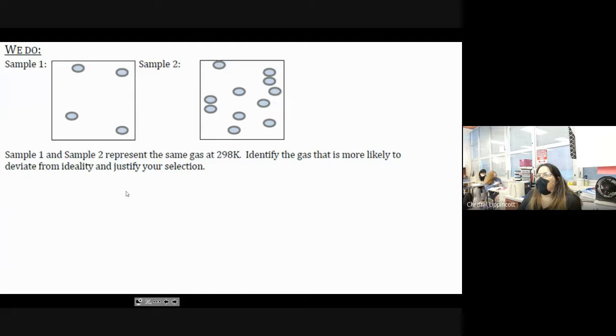All right. So here we've got two samples, sample 1 and sample 2. They're both at 298 Kelvin. Identify the gas that is more likely to deviate from ideal behavior. So which one would deviate? The second one, because they're closer together. You've got more particles in there, so there's a chance of them hooking up and IMFs taking hold. All right.